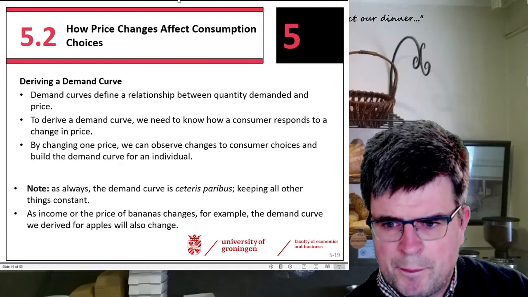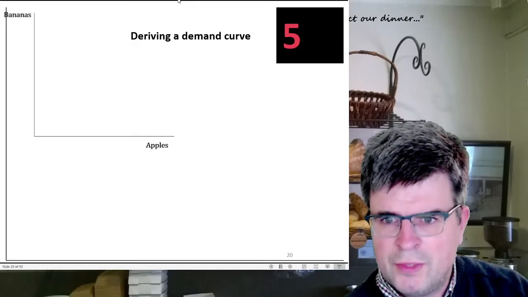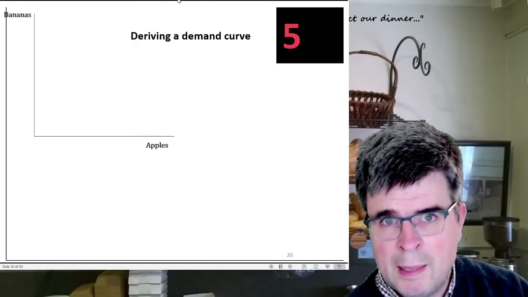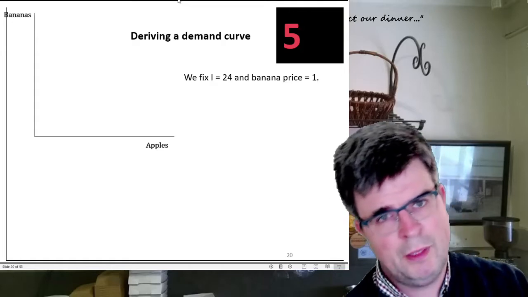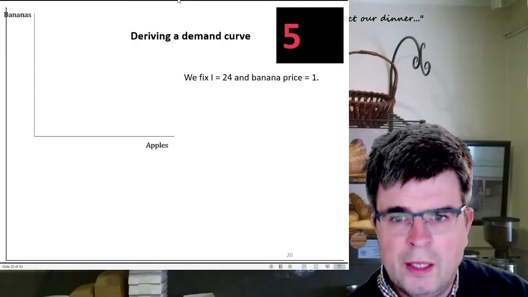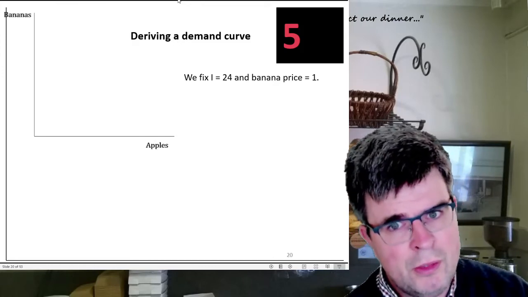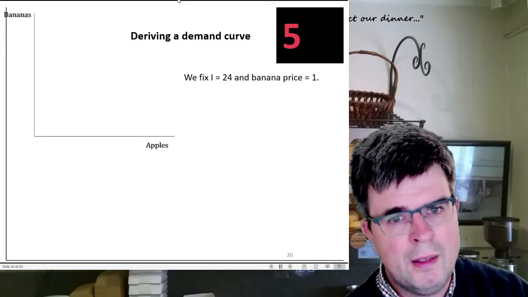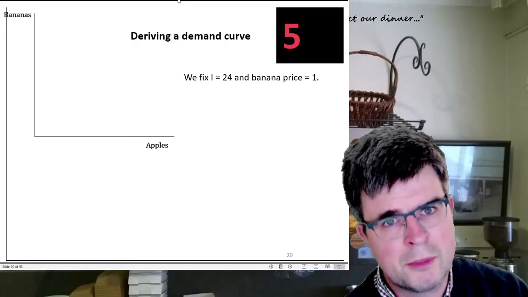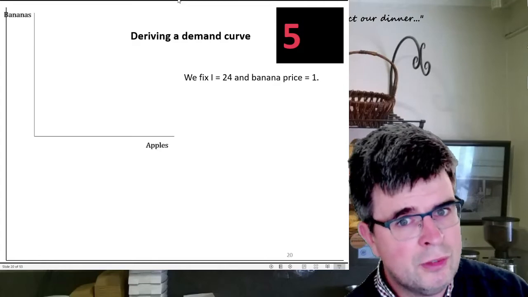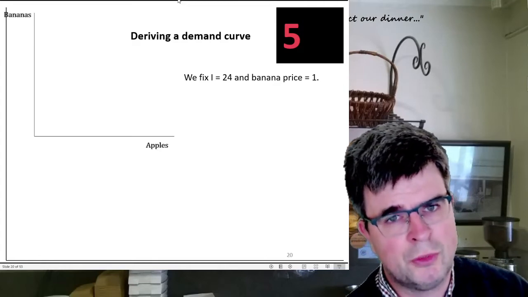So how to do it graphically? We're back to the apples and bananas, and we fix now the income. So in the previous section, we fixed the prices and we changed income. Now we fix income and we fix the price of the other good. So this is the ceteris paribus condition in action, and we are going to change the price of apples, the good that we consider.